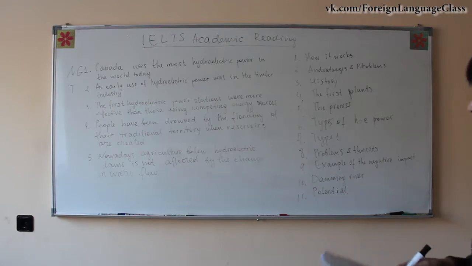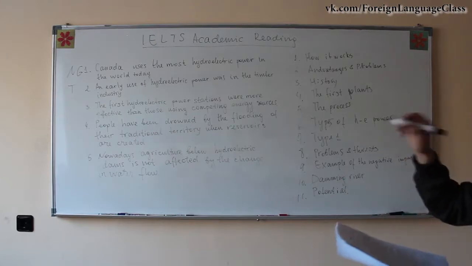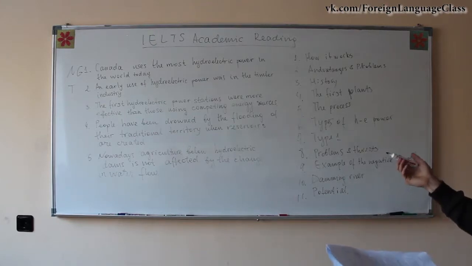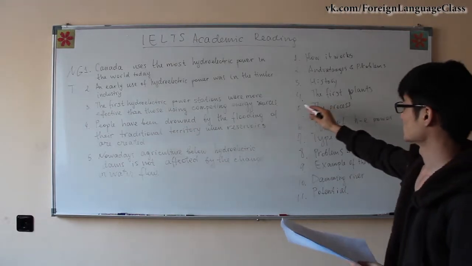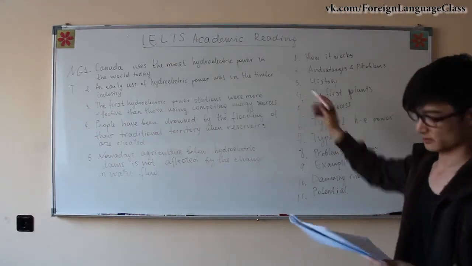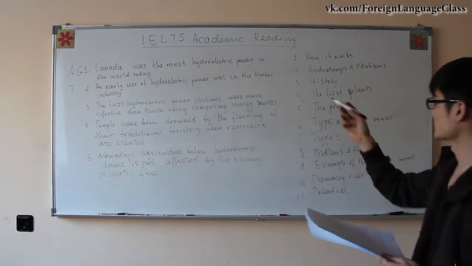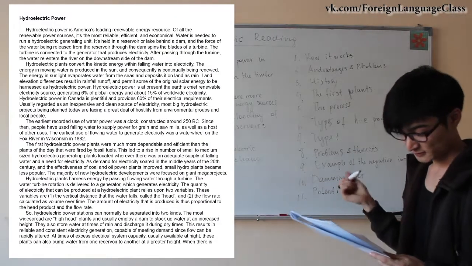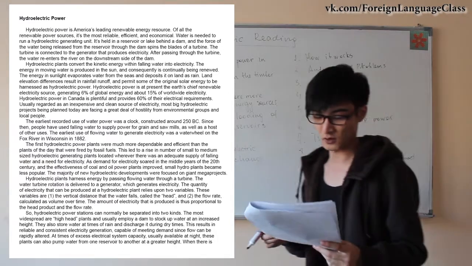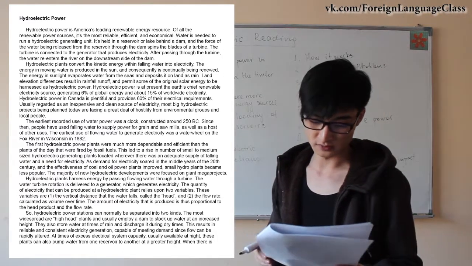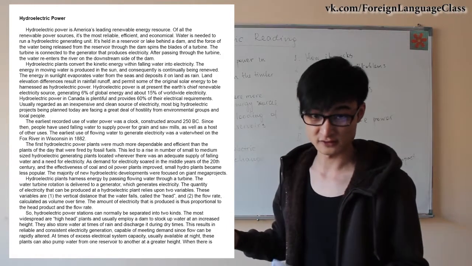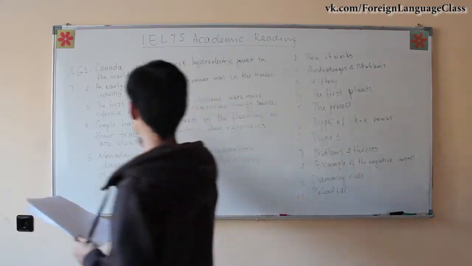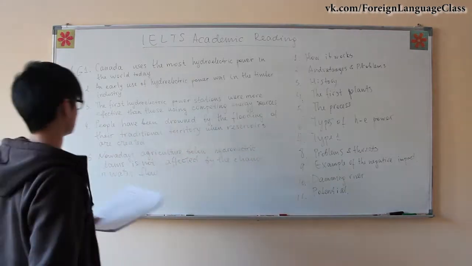The next question. The first hydroelectric power stations were more effective than those using competing energy sources. The first hydraulic power, so probably it's in paragraph 4. Let's try to look for the information in paragraph 4. Okay, the very first sentence: the first hydroelectric power plants were much more dependable and efficient. Efficient means more effective. Again, this is true.